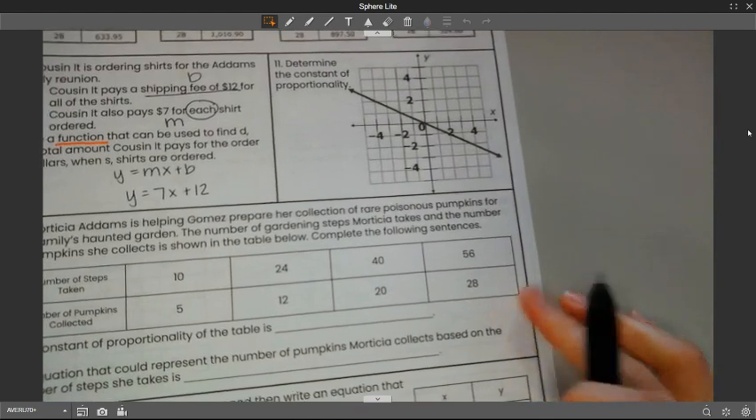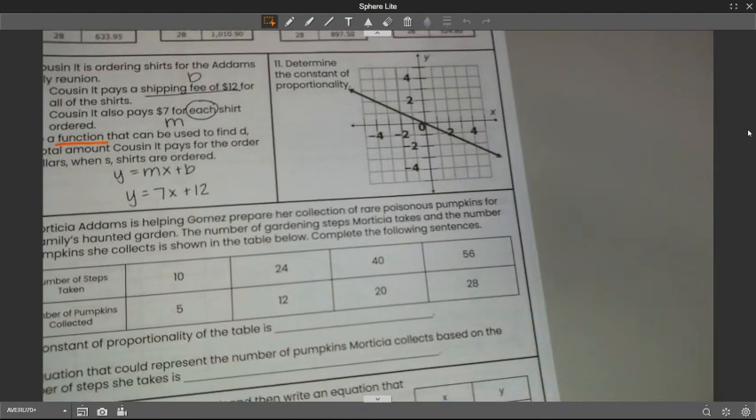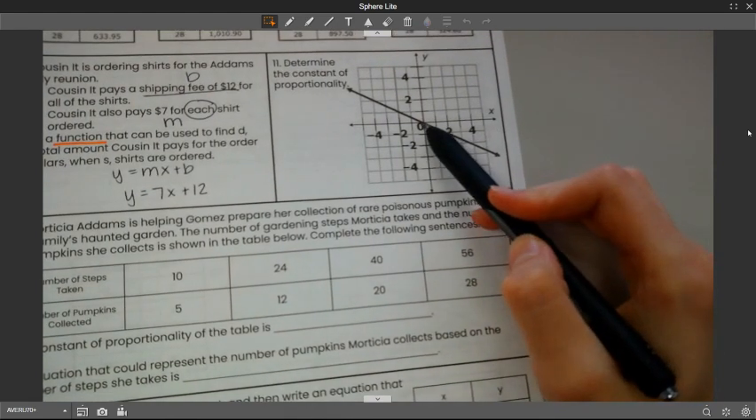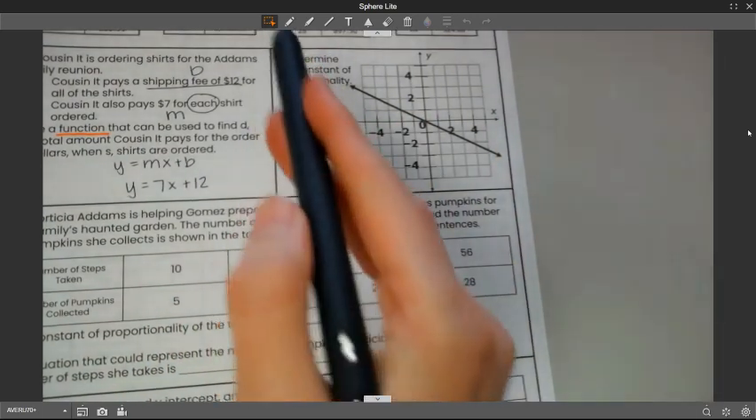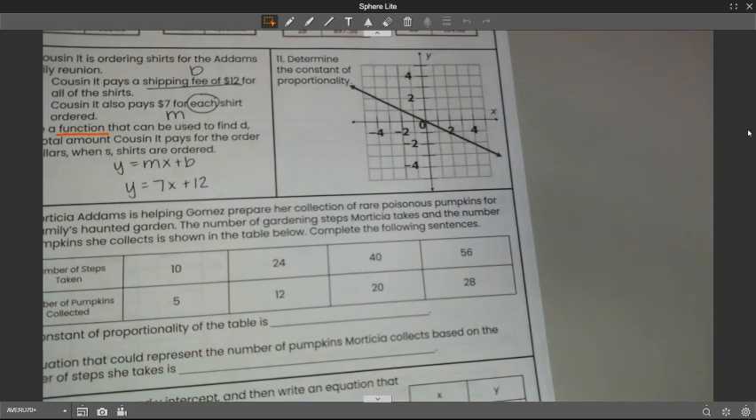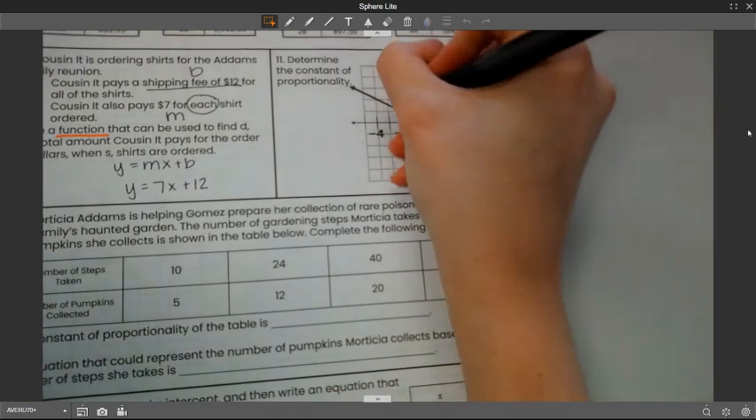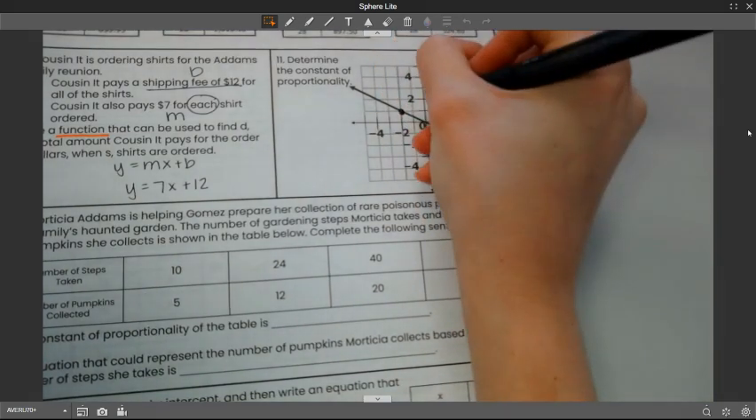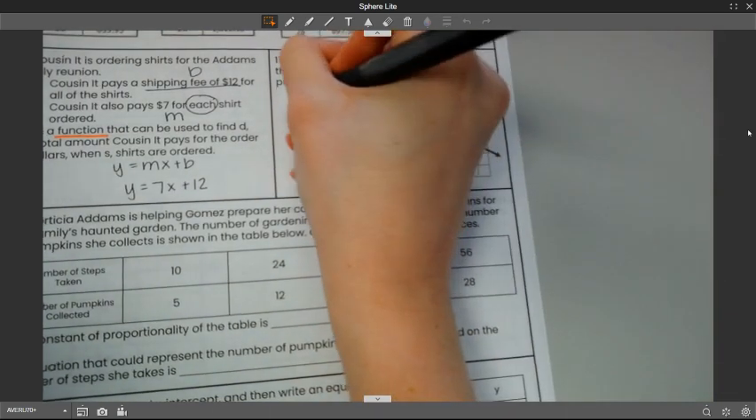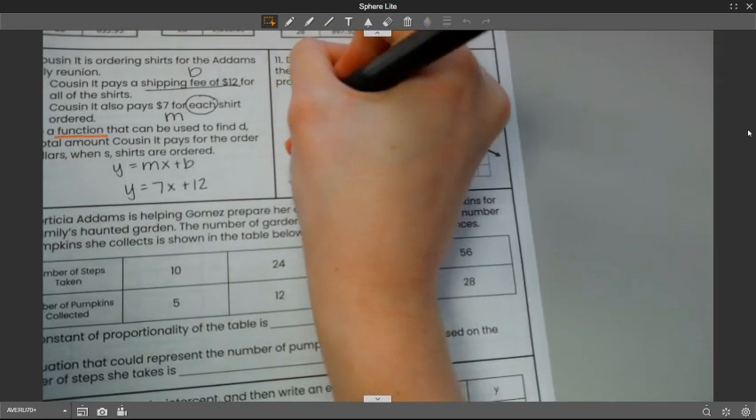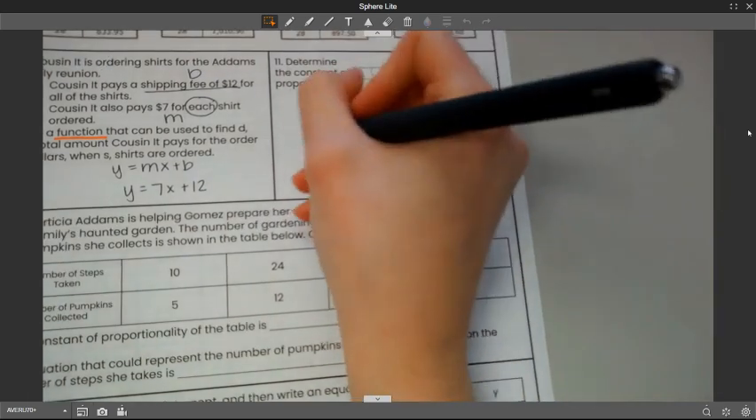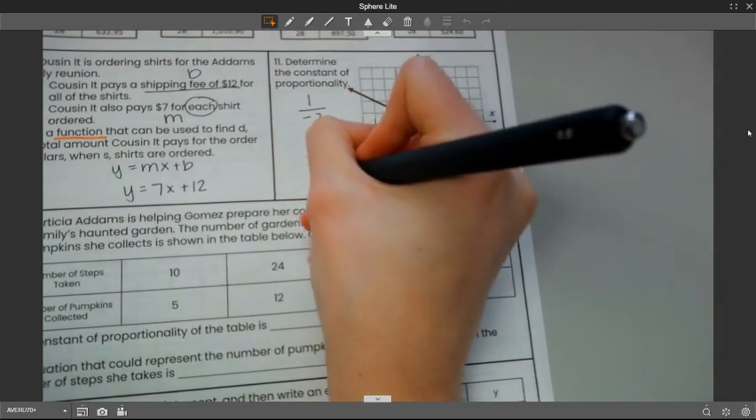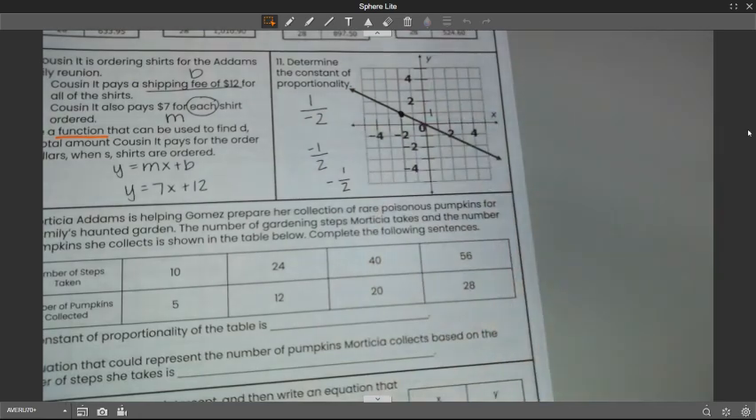Number 11, it says determine the constant of proportionality. So here our graph goes through the origin, so we know it's a proportional graph. As we read from left to right, the line is decreasing, so my slope, which is the constant of proportionality, is going to be negative. So to find it, we're going to have a y value divided by an x value. So this is a y value of 1 divided by negative 2. It does not matter where your negative is. It could be in the numerator, it can be in the denominator, it could be off to the side. It's still all going to be negative 1/2.